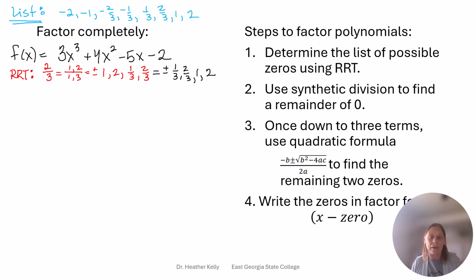I don't hate writing out the list because sometimes you might have to try a few to find the right answer. If you write the entire list, you can mark them off as you've tried them, so you don't go back and try the same thing you've already tried before. Okay, so let's just get started here. First things first, you determine the list of possible zeros using the rational root theorem, which I just did. Next, we're going to start doing synthetic division.